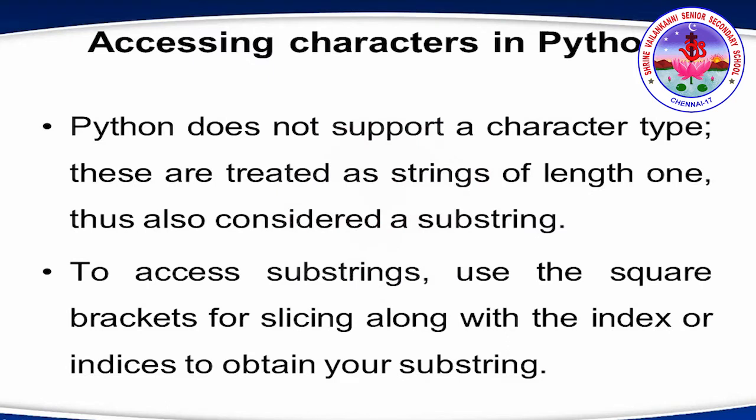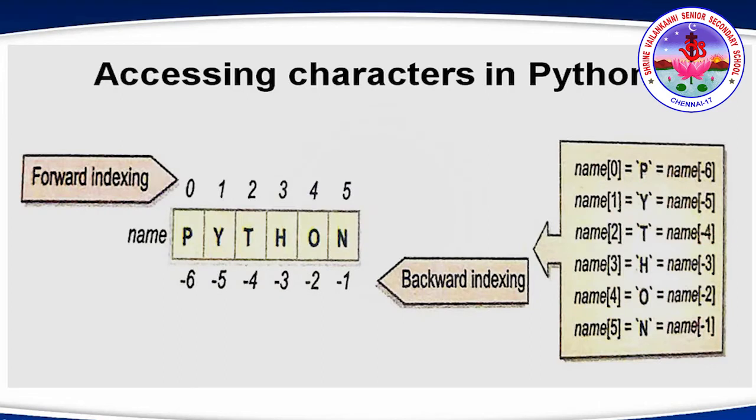Now let's see how to access characters in Python. Python does not support a character type. It never supports it. Only string is available, and when you try to access character by character, we go with a string of length 1. This will be considered as a substring of the given string. To access substrings, use the square brackets for slicing. Slicing is nothing but separating the substring from the main string along with the index or indices to obtain your substring. So let's see how the accessing happens with forward indexing and backward indexing.